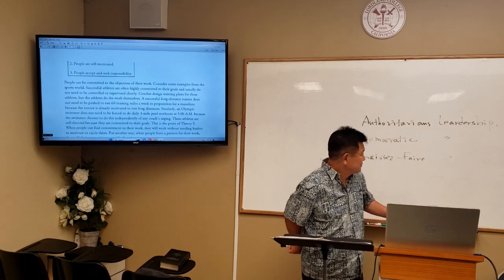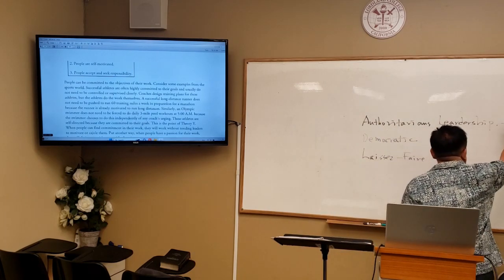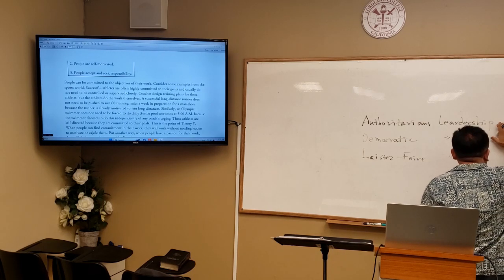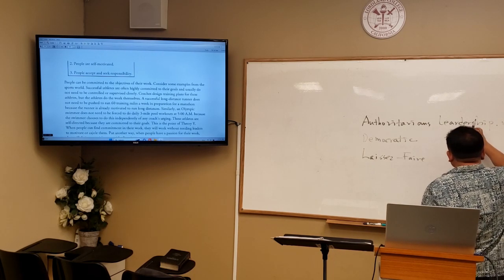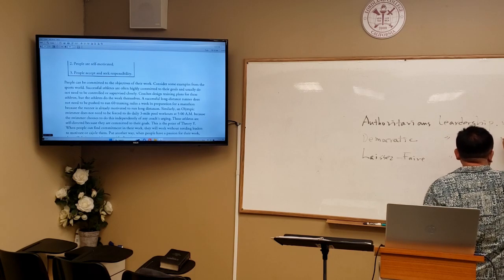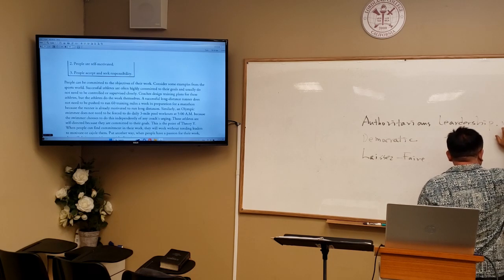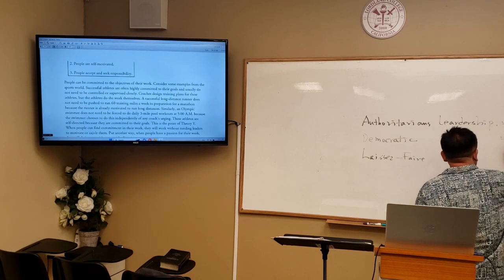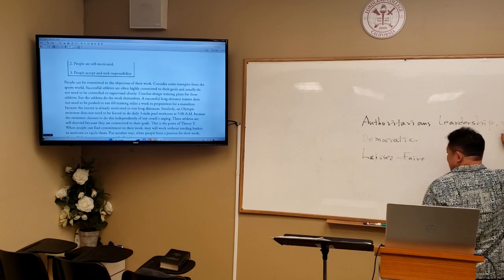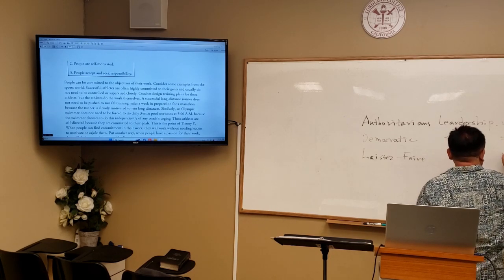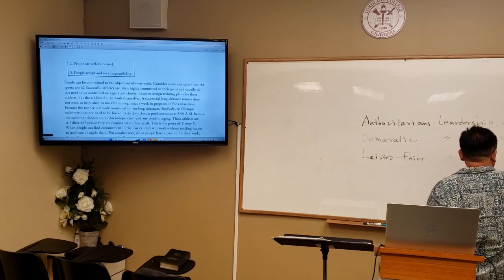This is for theory X, very similar. People dislike work. People like work. Self-motivated, not motivated. The guideline says people need to be directed, need to be controlled. This is X and Y combined style.